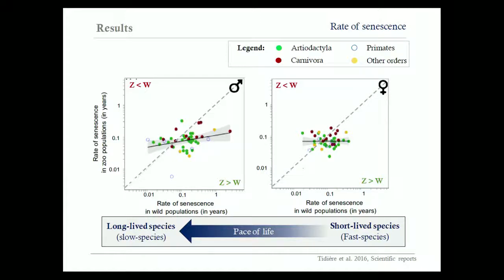And once again, we can see that for very long-lived species, or slow species with a slow rate of senescence in the wild, they tend to increase their rate of senescence in captivity, while most of the other species seem to have a lower rate of senescence in captivity compared to the wild. So once again, species pace of life seems to impact the benefit of captivity in terms of senescence.